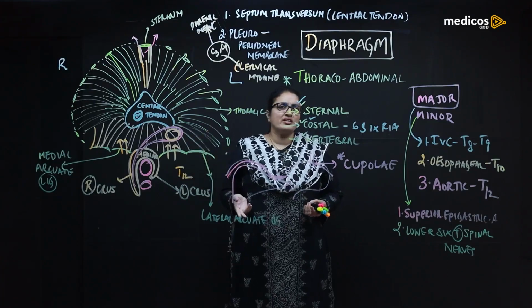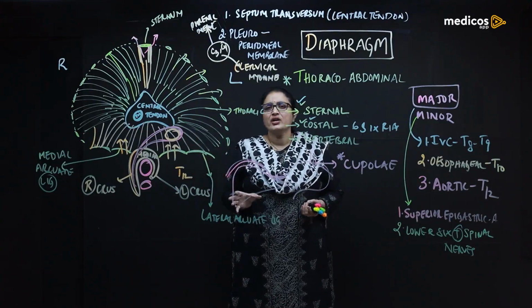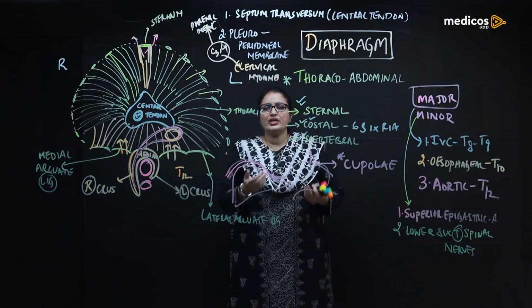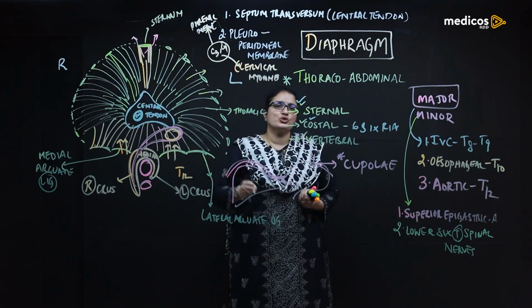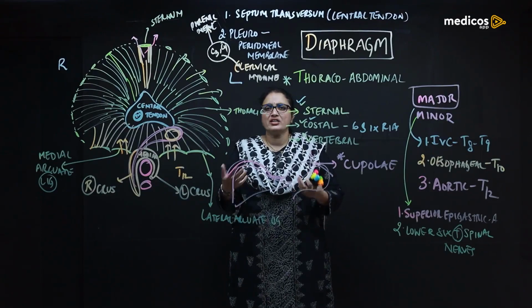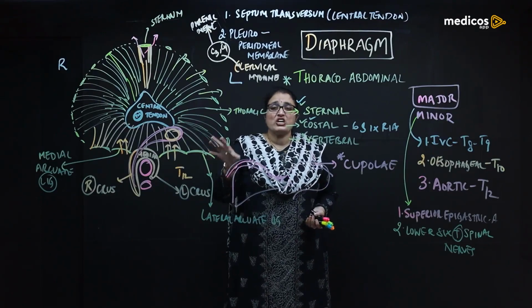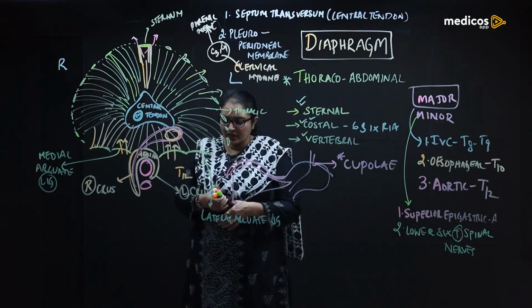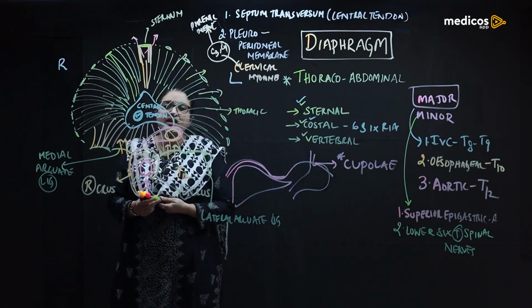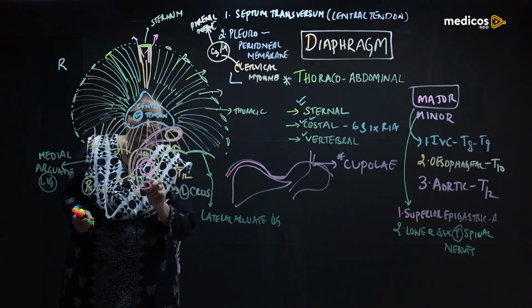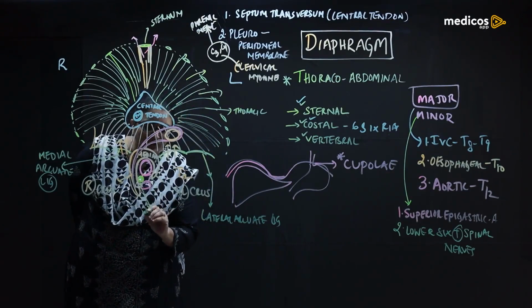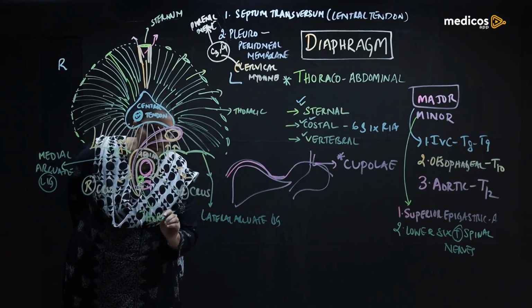Another important point: when the diaphragm contracts, there is opening of the inferior vena cava leading to venous return, but there is closure of the esophageal opening preventing regurgitation of food. But there is no change or effect on the aorta. Please also remember, through the aortic opening, another important structure passing through is the thoracic duct.